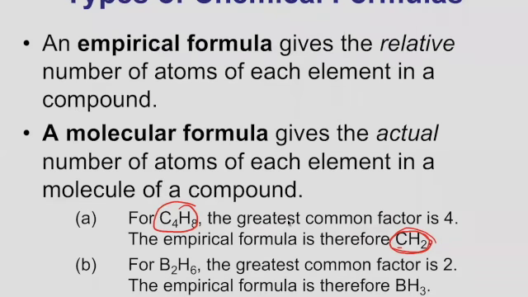For here, we have B2H6. B stands for boron, H stands for hydrogen. The greatest common factor is 2. Therefore, the empirical formula becomes BH3. There will be times where there is no common factor, or the common factor is just 1. I shouldn't say there isn't, it's just 1. Therefore, the empirical formula and the molecular formula become the same. Here, carbon tetrachloride, the greatest common factor is 1. So when you divide it by 1, it comes out the same.